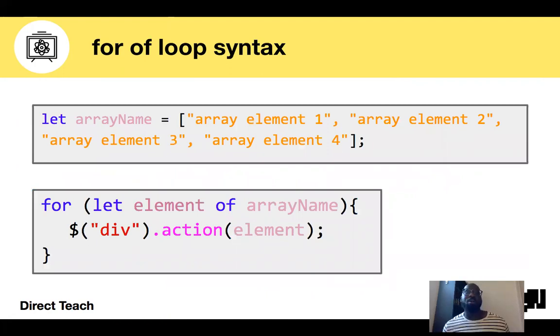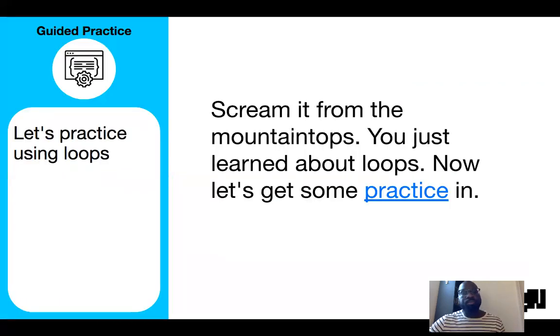So here we have an array called array name, not the best array name. Then here's the syntax again. Keyword, declare a variable, decide on a variable name, and then loop over the array and have some action occur on that variable name.